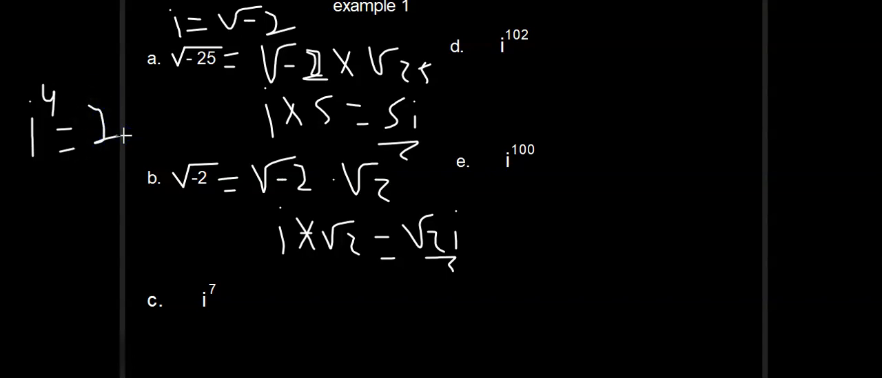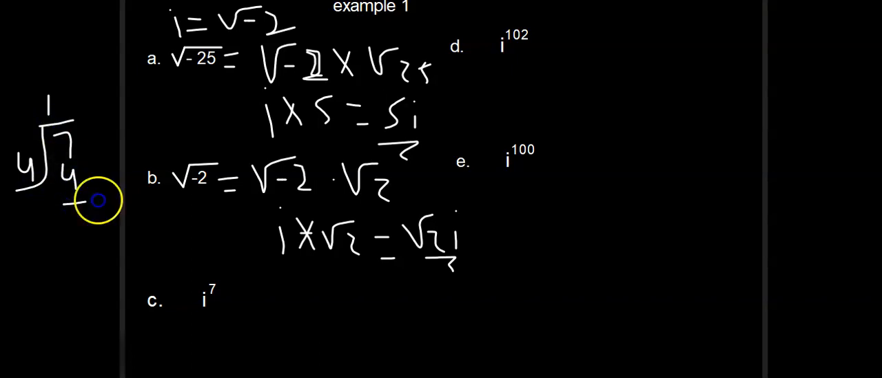So if I got i to the seventh, I want to divide 7 by 4. When you divide 7 by 4, you're going to get 1. So 1 times 4 is 4, so the remainder will be 3. So now i to the fourth is 1, and we are left with i to the third. All you have to do is divide the power by 4 all the time. This is kind of a pattern. You're going to use it all the time.